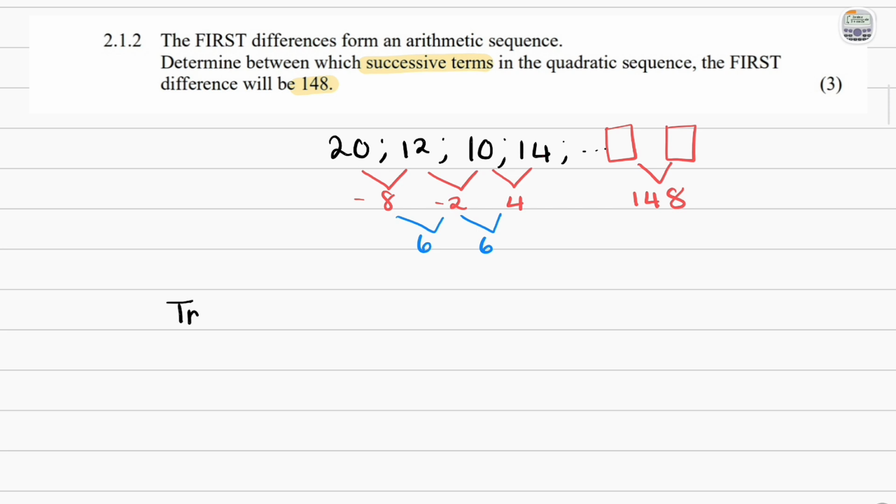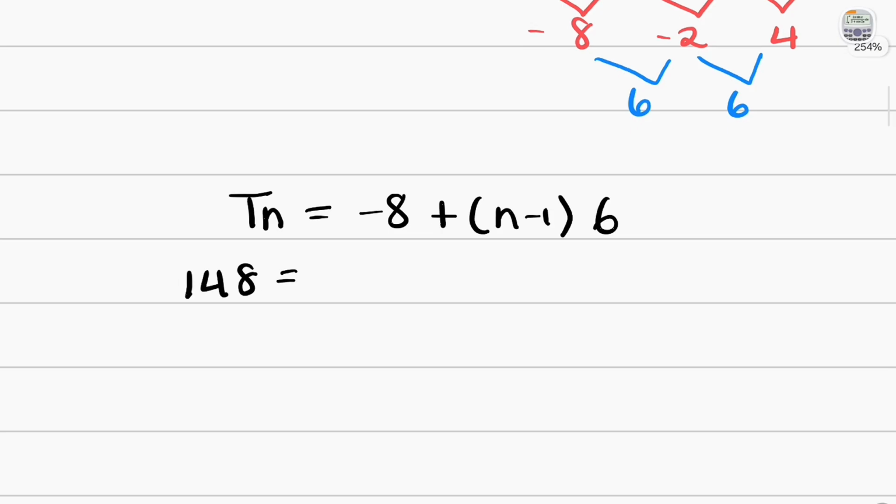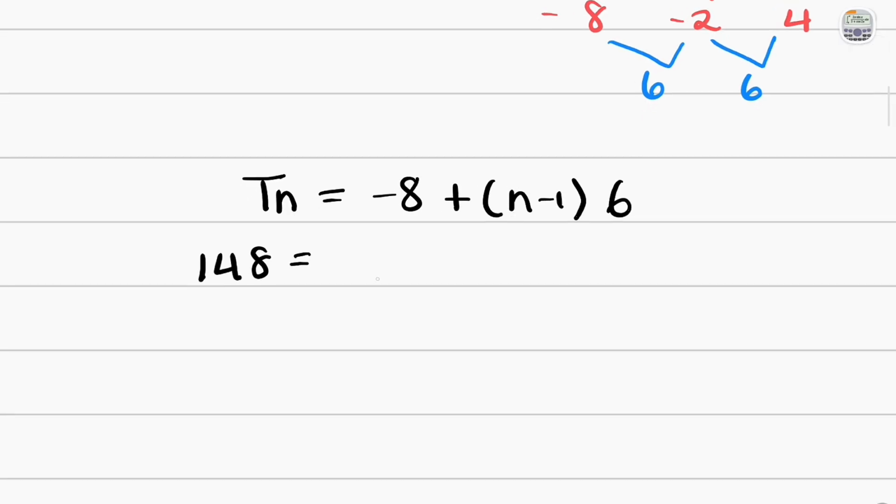It's an arithmetic pattern, okay? That's an arithmetic pattern, the first differences. So it's going to be in the form of a plus, and the value of a here, the first term, is -8. So it's -8 plus n minus 1 multiplied by the difference, which we can see is 6. So we're just trying to find out which term exactly is 148. 148 is equal to, so in place of tn, that's what we put, and we're trying to find the term number. Okay, so -8 plus n minus 1 times 6.